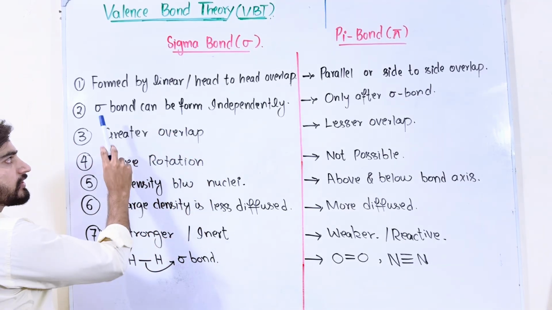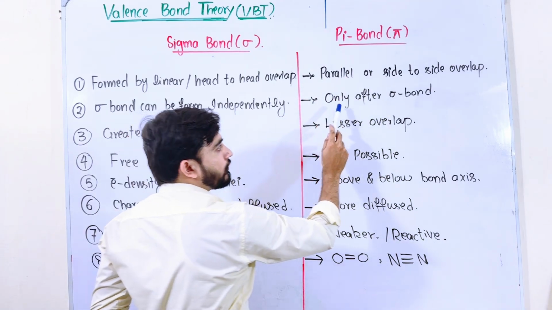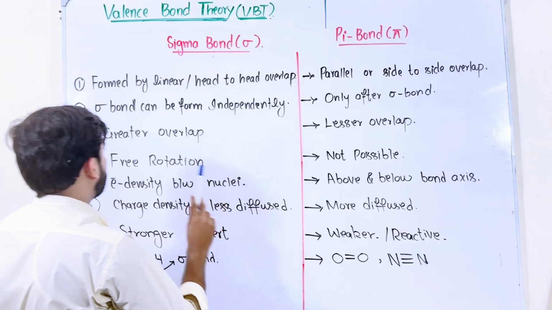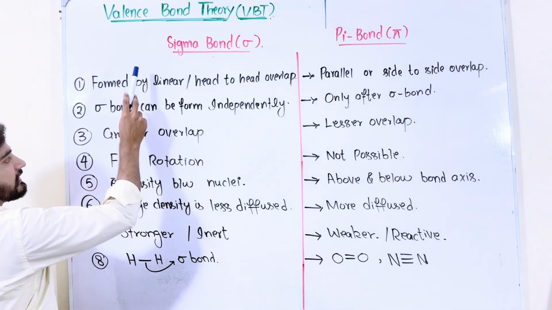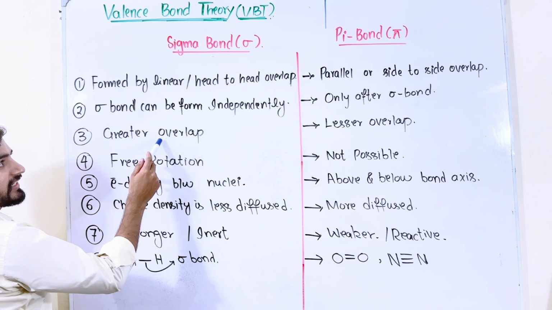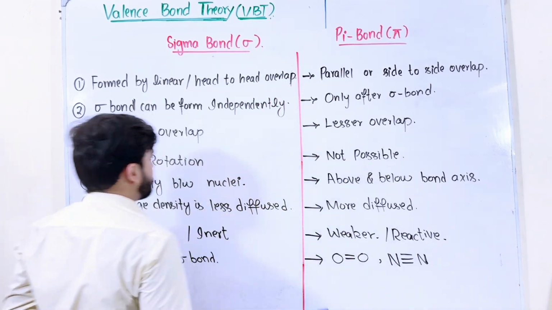This one is the first formed bond between two atoms, but pi bond will only form after the formation of the sigma bond. This is the second formed bond. And the third difference is this bond is formed due to the greater overlap, so it is a stronger bond as compared to the pi bond, and this bond is formed due to lesser overlap.